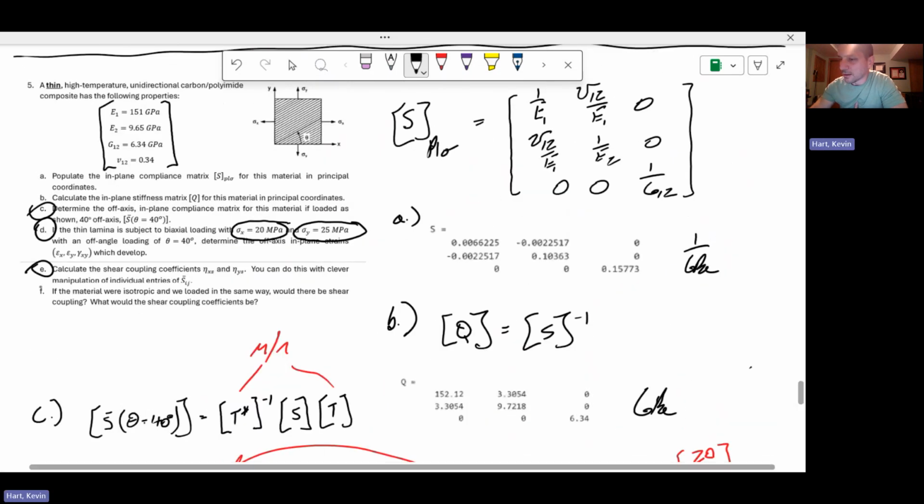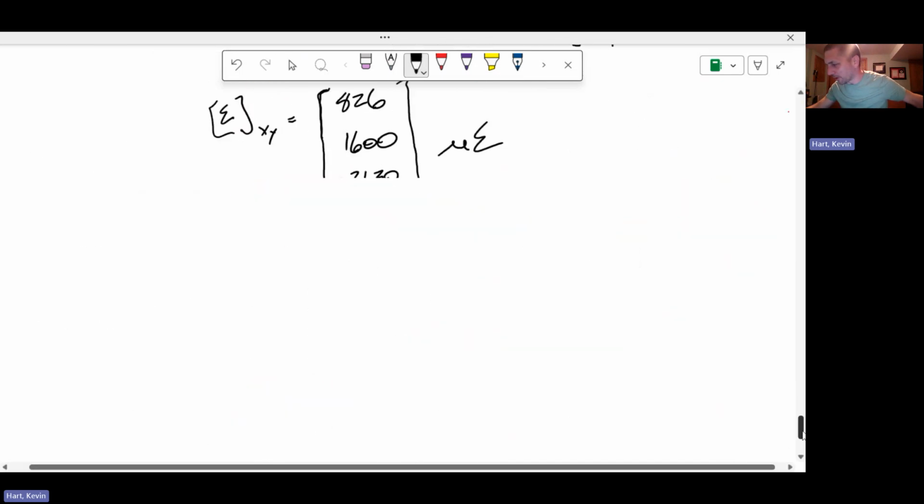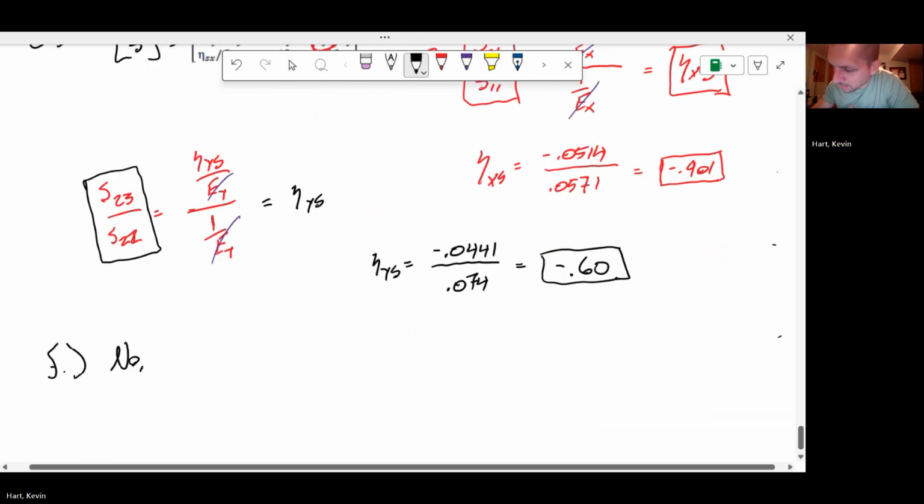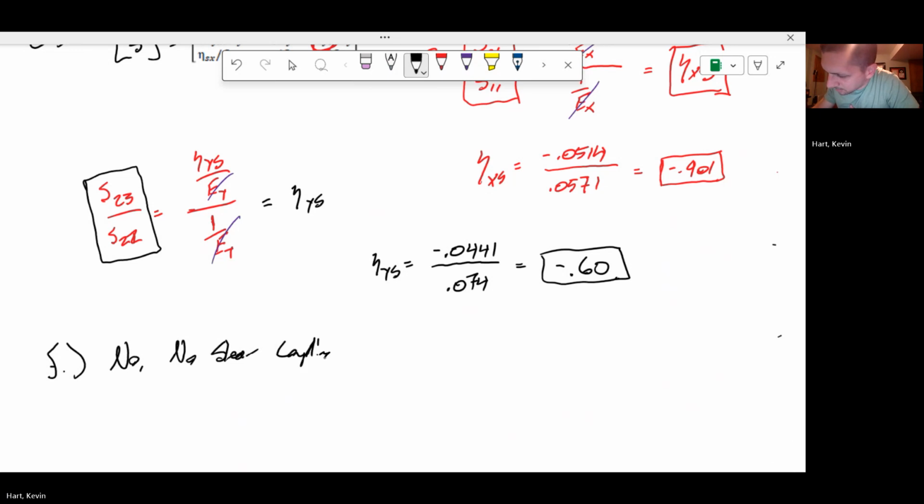If the material were isotropic and we load in the same way, would there be shear coupling? No, the shear coupling coefficient only comes about because it's orthotropic. So the answer to F is no. No shear coupling if isotropic. All shear coupling coefficients in isotropic materials are 0. There's quite a few notes about that in the lecture notes, so you can take a look at that.